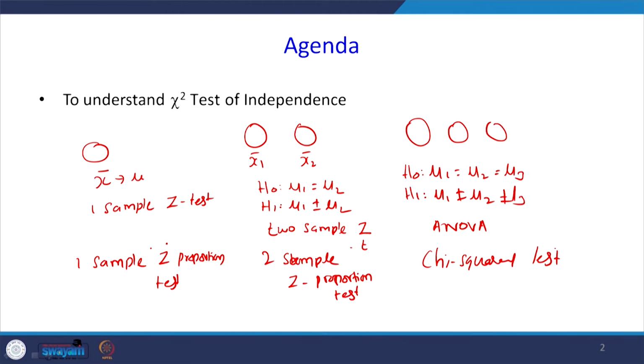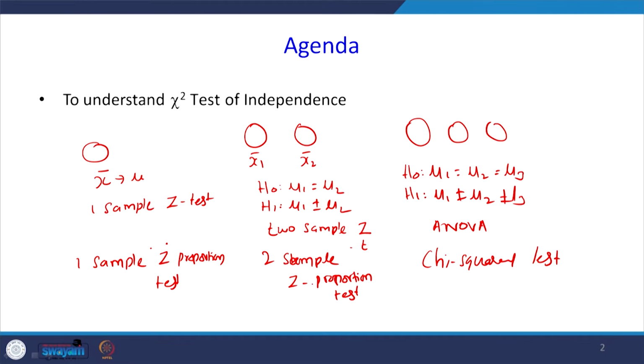Suppose you are comparing means where the populations are more than 2, you should go for ANOVA. Suppose you are comparing proportions of more than 2 populations, you should go for chi-square test. That is the logic of using chi-square test. Even if there are 2 sample means, instead of using 2 sample z test, you can use ANOVA also, you will get the same result.